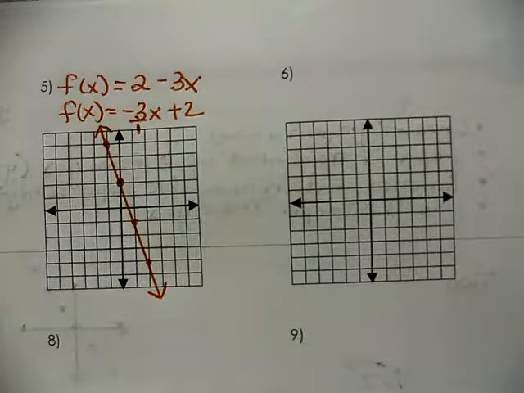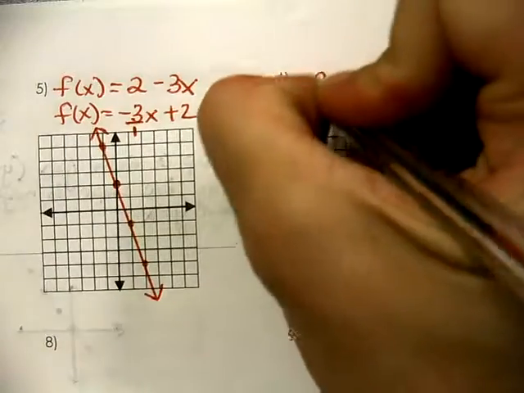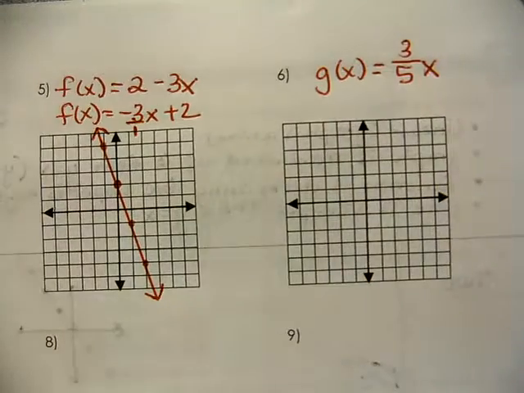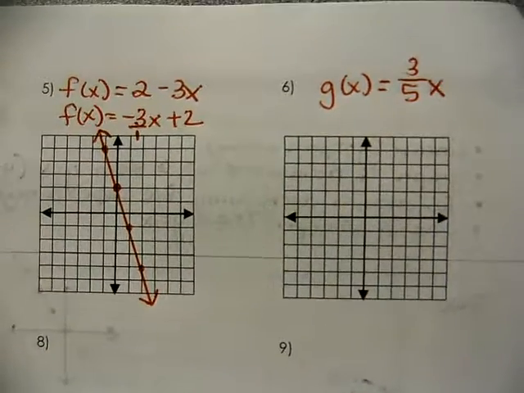Let's get you over for number 6. Number 6 is going to be g of x is equal to 3/5 x. Go ahead and try this with your partner and pause the video.